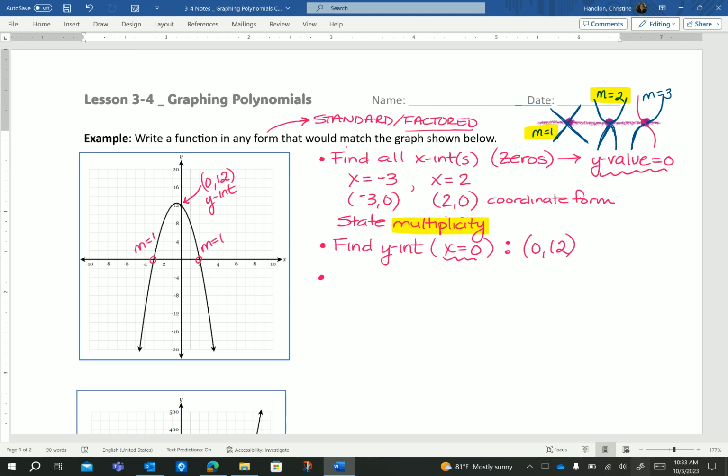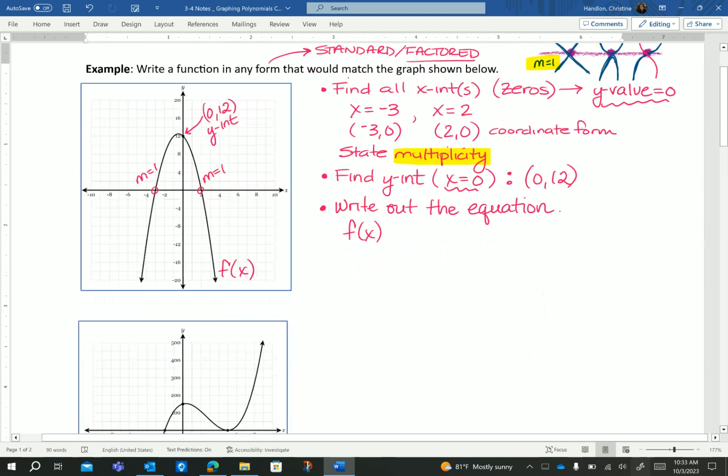Now we are going to write out the temporary equation, using the information that we have gathered. Let's say we call this graph f of x, and by the way, that's completely your decision. f of x, g of x, h of x, whatever you want. f of x equals, first start off with your unknown leading coefficient. We don't know what this is. We are going to find it.